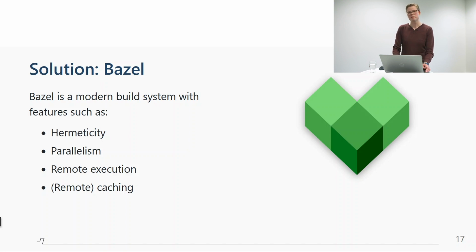Parallelism is an important feature which is built in, so any targets or any dependencies that can be built in parallel will be built in parallel by Bazel. Remote execution is an important aspect for us. Bazel allows you to develop locally on your own laptop, but you can run the build or parts of the build on a different machine.